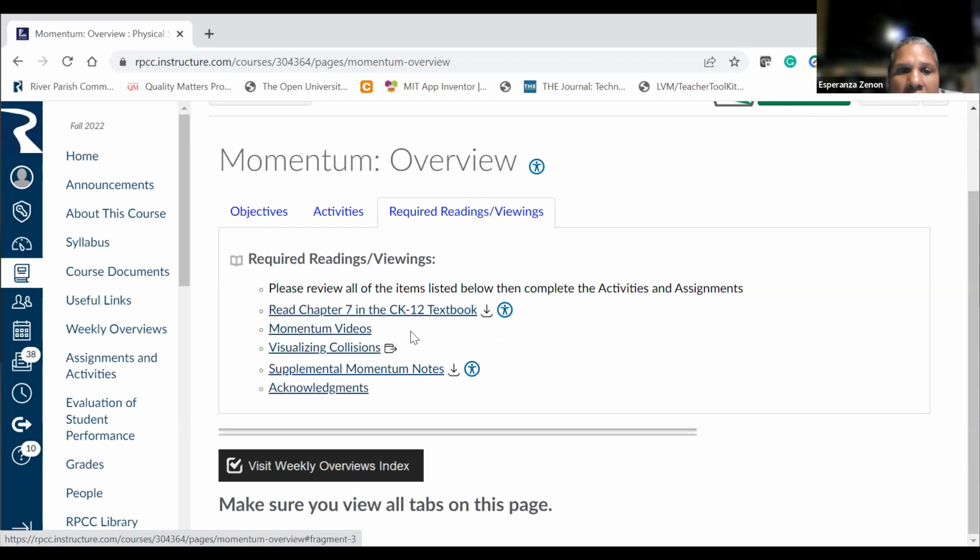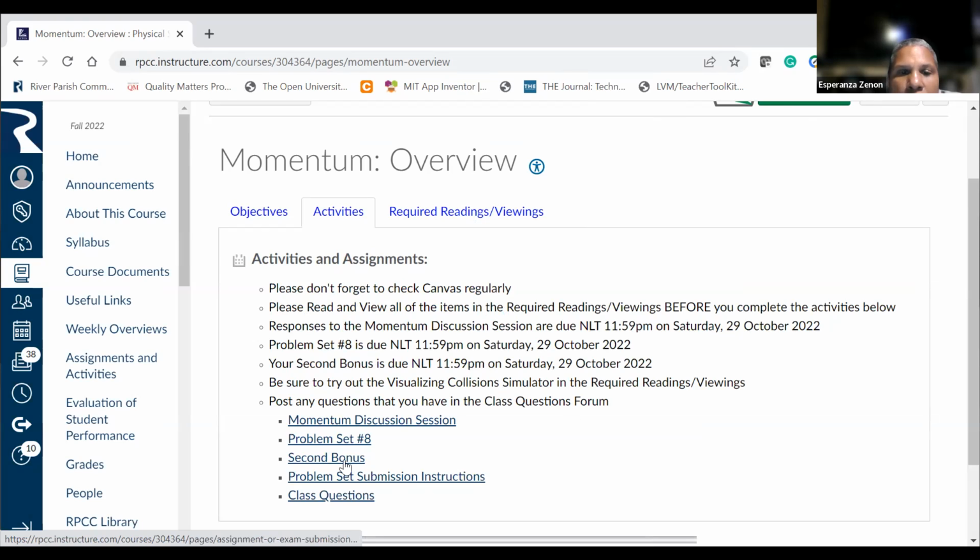And of course, to help you with this material, there's chapter 7 in your textbook. There's a series of videos that can help you, the simulator that I made mention of, and then the notes that I'll be covering here shortly. Before I jump in, I want to take a look at your second bonus and make sure that you understand what's involved, and then you can ask me any questions you might have about it.